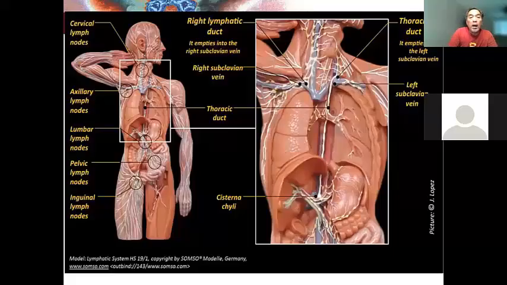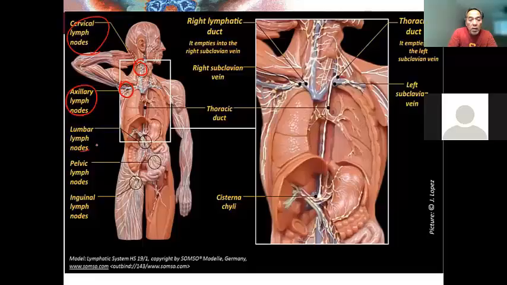lab. Okay, so we see the cervical lymph nodes. Cervical lymph nodes are located underneath the mandible, just on the area of the neck. Okay, that's the cervical lymph nodes. And we also see the axillary lymph nodes, just underneath the armpit. Okay, and then we have the lumbar lymph nodes.